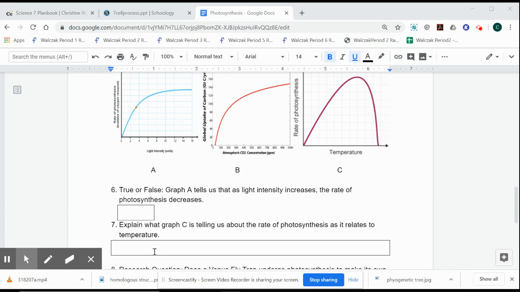Number 7, explain what graph C is telling us about the rate of photosynthesis as it relates to temperature. If you look at the picture, the x-axis is showing the rise in temperature, and the rate of photosynthesis is on the y. The idea here is that at both extreme ends of temperature, both at very cold temperatures and very warm temperatures, photosynthesis isn't happening at too great of a rate, and that the rate of photosynthesis is optimal or prime somewhere in the middle.